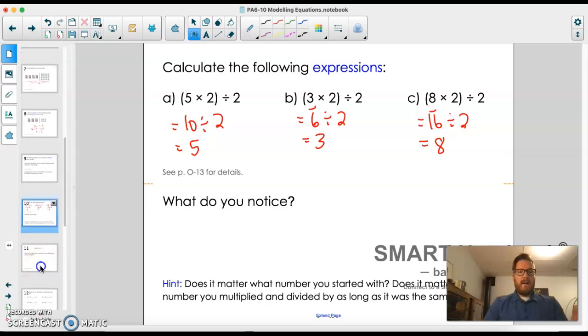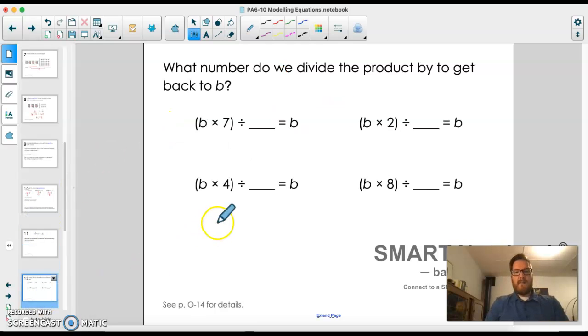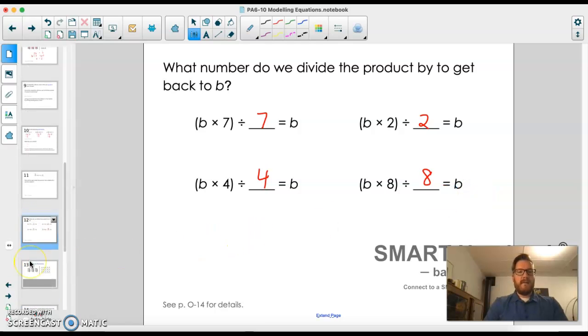And so what we need to do then is imagine, well, if we have, let's say we have some variable, let's say it's n. N times 3 divided by 3 is just going to be n. So it doesn't matter if we start with a variable, it's going to also get us back to the same number. And so that stuff is also, it's actually over on page 75. But a bit of practice here. So if we have b times 7, to get us back to b, we have to divide it by 7, right? b times 2 divided by 2 will get us back to b. b times 4 divided by 4 will get us back to b. And b times 8 divided by 8 will get us back to our original variable.